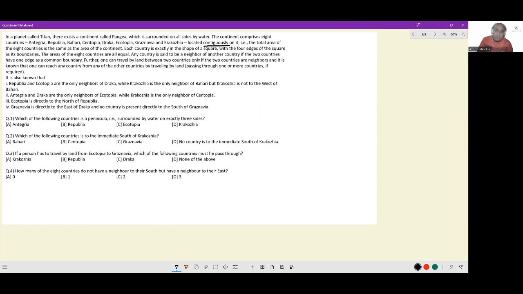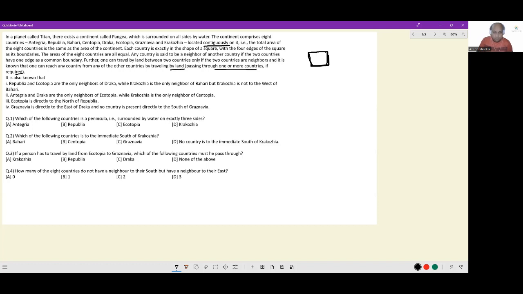Each country is exactly in the shape of a square with 4 edges of the square as its boundaries. So every country is like a square. The areas of the 8 countries are all equal. That is also wonderful. Any country is said to be a neighbor of another country if the 2 countries have one edge as common boundary. Further, one can travel by land between any 2 countries only if the 2 countries are neighbors, and it is known that one can reach any country from any of the other countries by traveling by land, passing through one or more countries if required.